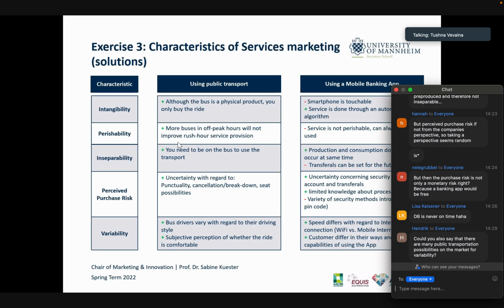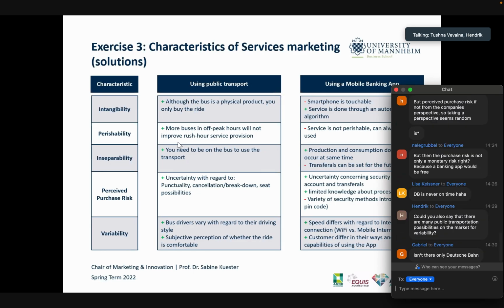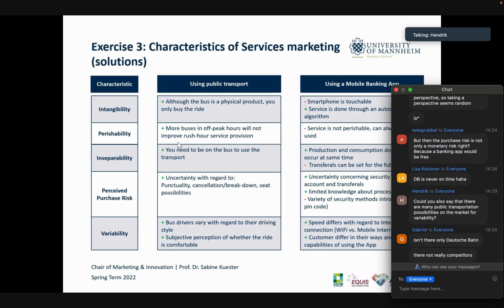Could you also say that there are many public transportation possibilities on the market for variability? I'm sorry, I don't understand your question, Hendrik. I can say that there's a high variability because there are many suppliers on the market. So as Gabriel said, there are many providers for such services, so that's also increased variability, right?